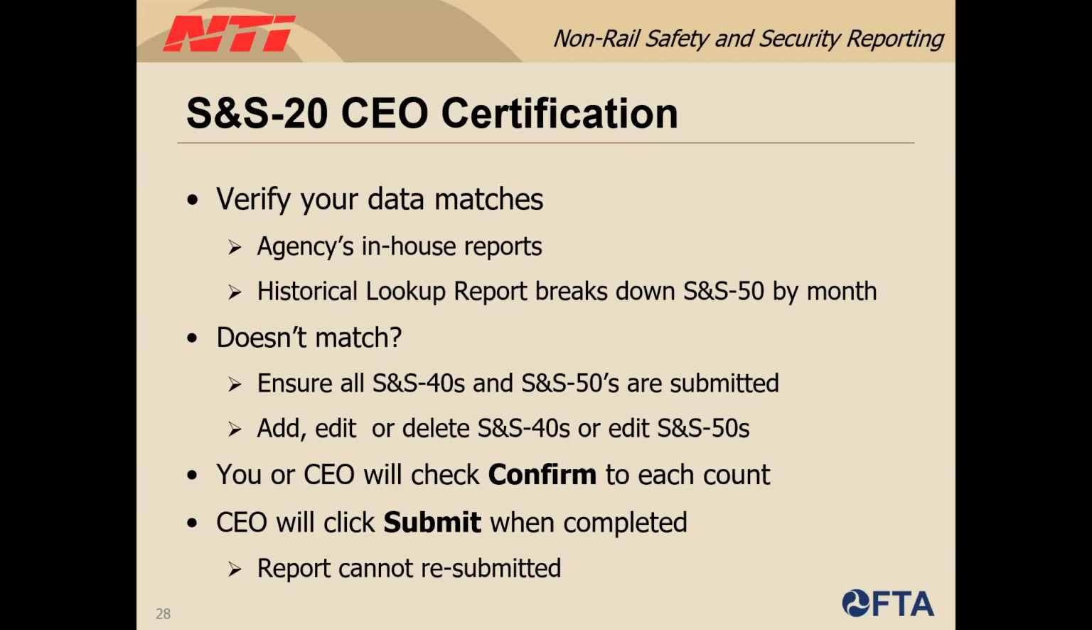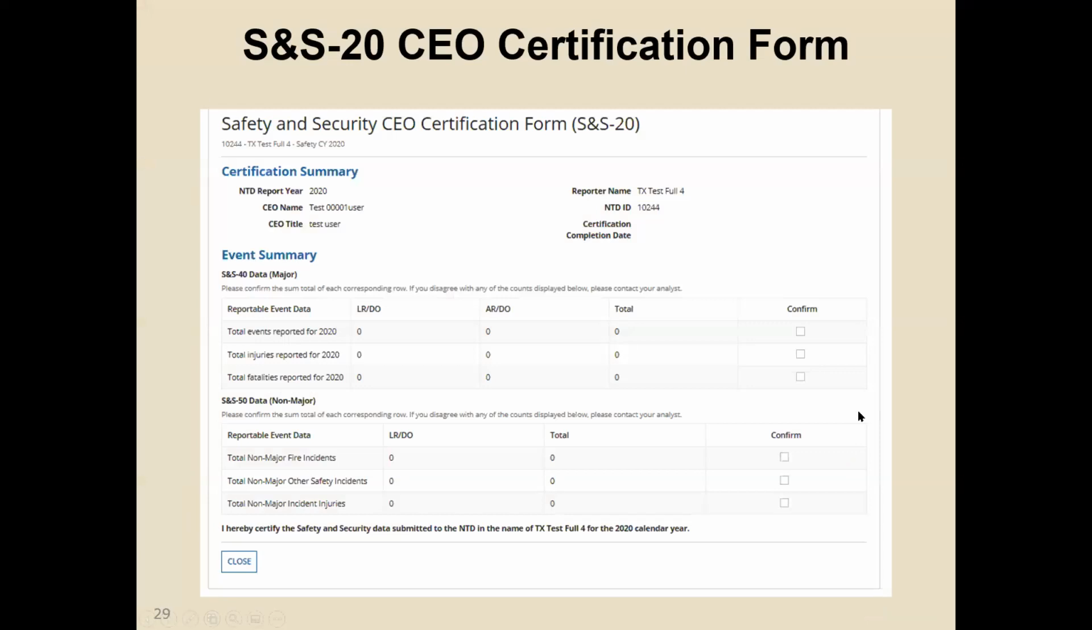You may add or delete SNS 40s or edit SNS 50s, and the SNS 20 certification form will automatically recalculate the numbers each time the form is open. Always remember, though, to contact your safety analyst if you delete any information. Your CEO or CEO delegate will check the confirmation boxes on the form and then click on Submit. Once the form is submitted, it cannot be resubmitted, but again, the form will automatically recalculate any changes that have been made. So this is a screenshot of the SNS 20 CEO certification form. This is just some sample data up here. That's why you just see that it says test. Didn't want to show any actual agency's data.